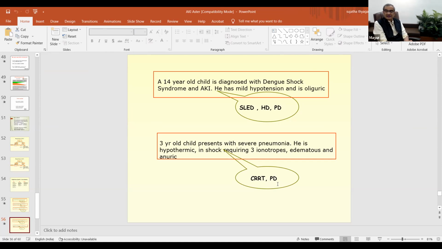But CRRT is ideal. Remember 2 things. One is if the patient has tremendous fluid overload and you want to remove that fluid in a calculated way. And second is if the child is terribly hemodynamically unstable. These are the 2 major indications for CRRT. So, CRRT or PD.